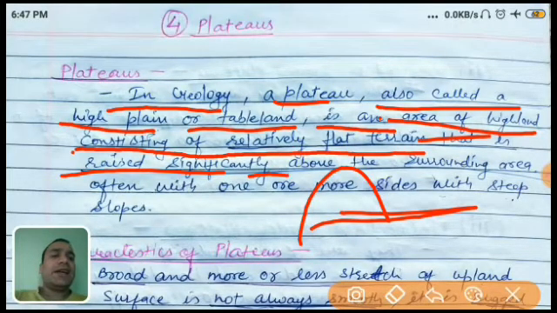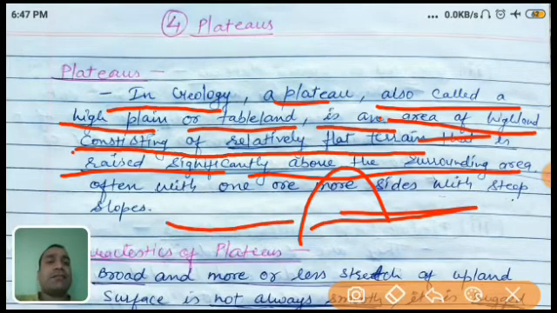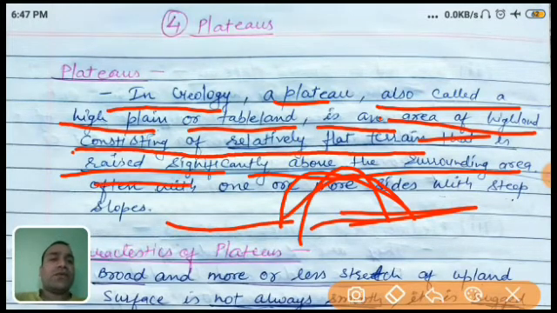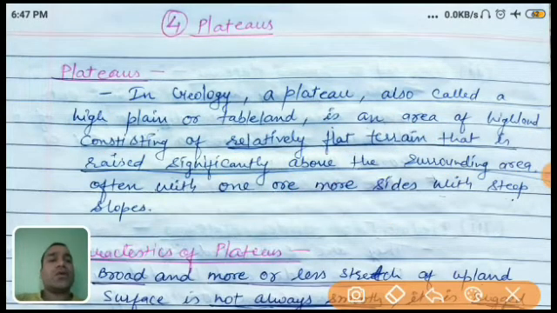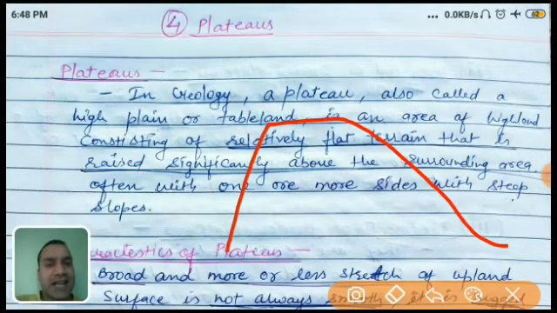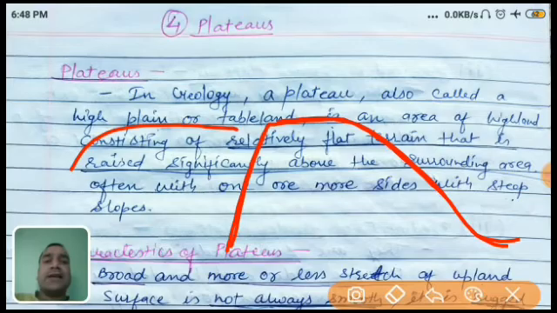It is raised significantly above the surrounding area, because the surrounding area is a plane surface, but this structure is uplifted. That's why it often has one or more steep sides. I already explained there are two sides, so either one or both may be steep. Generally one side is steep and the other is gentle. Now you have learned both terms, gentle and steep. One side may be steep and the other gentle, or both sides gentle, or both steep, but generally one side is steep. So this is the plateau.